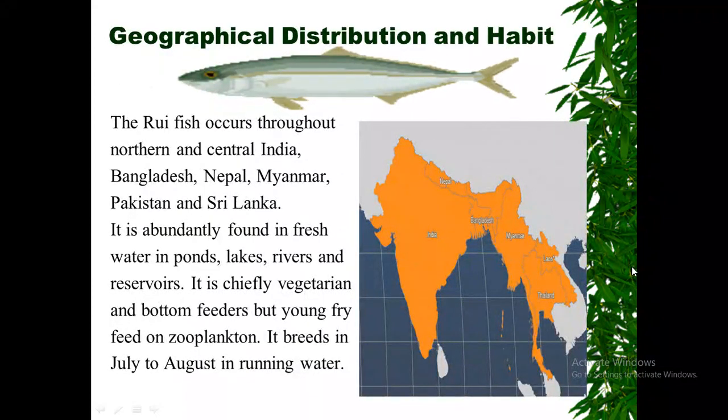The Rui fish occurs throughout northern and central India, Bangladesh, Nepal, Myanmar, Pakistan, and Sri Lanka. So it is a common fish in these countries. It is abundantly found in fresh water in ponds, lakes, rivers, and reservoirs. It is chiefly vegetarian and a bottom feeder, but young fry feed on zooplankton. It breeds in July to August in running water. So its reproductive season is July to August. That is, the rainy season is their reproductive season.